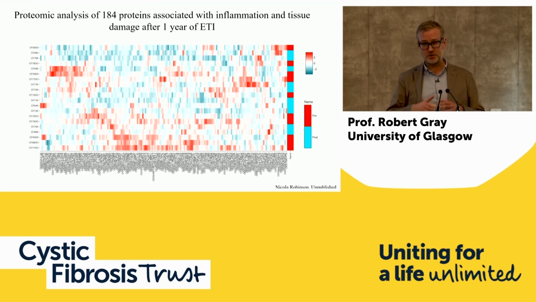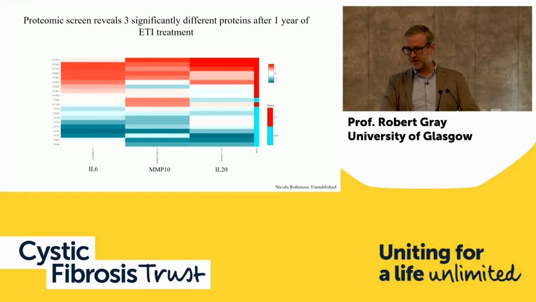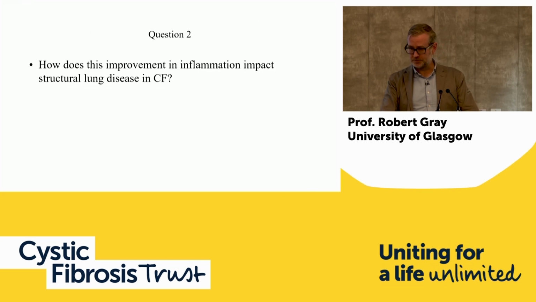And as you can see, it's the sort of Jackson Pollock of heat maps. There's really not much of a signal there at all. If we drill down into the data, really only 3 things significantly changed in this proteomic analysis, and those were IL-6, MMP10, and IL-20. When we looked at this in our larger group of patients, about 40 to 50 patients, we could confirm that IL-6 had improved in these patients after treatment. Calprotectin wasn't in our original proteomics analysis, and we were able to show that it decreased over the course of treatment, suggesting that there was a change in specific aspects of inflammation with treatment.